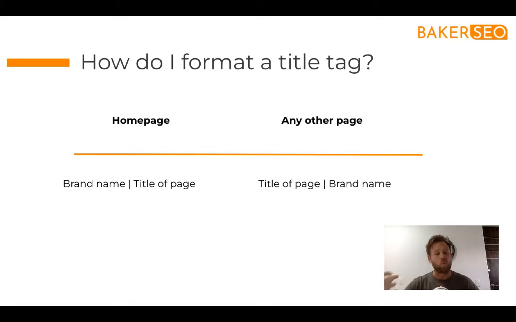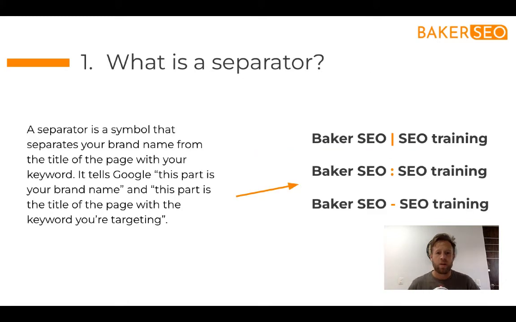And you might be wondering, what is this separator thing? Well, it's any of these things. You've seen a lot of them before. It could be that pipe. It could be the colon. It could be the dash. There's actually, I think, maybe about 20 different variations of this.